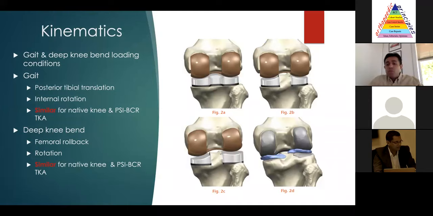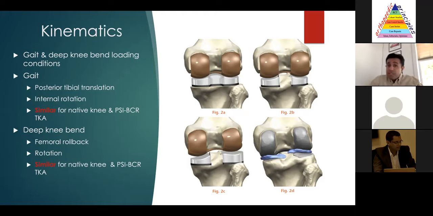And they loaded the knee in gait and in deep knee bend. And what they found was that in gait, naturally, there is a posterior tibial translation and internal rotation of the tibia. And this seems to be similar for the native knee and the patient-specific bicruciate knee, not an off-the-shelf bicruciate knee. What about deep knee bend? In deep knee bending, as I mentioned, there is femoral rollback, and you want more rollback laterally than medially, and there is rotation of the femur. Again, it seems to be similar for the native knee and the patient-specific bicruciate retaining knee, not an off-the-shelf bicruciate retaining knee.